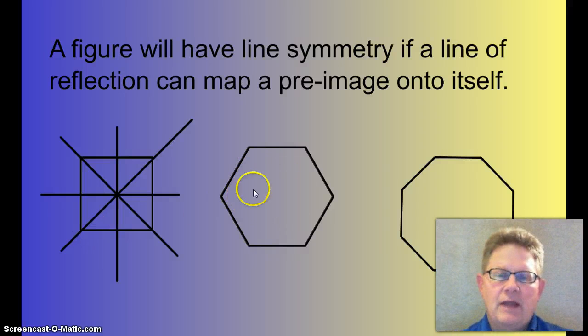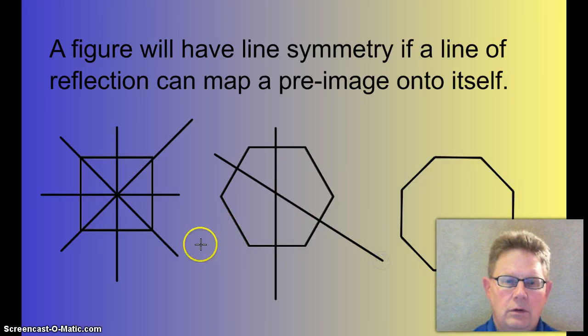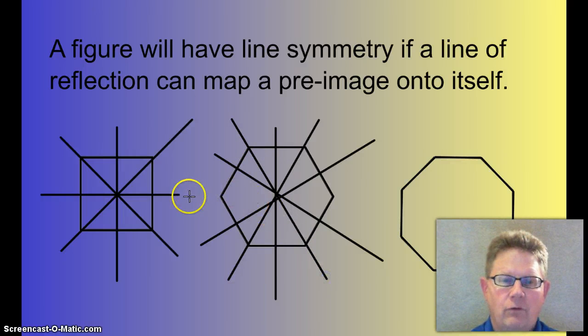Okay, how many lines of symmetry will this hexagon, this regular hexagon, have? Yeah, that's right, there'll be 6 of them. 1, 2, 3, and then along these diagonals, all these will fold upon each other.